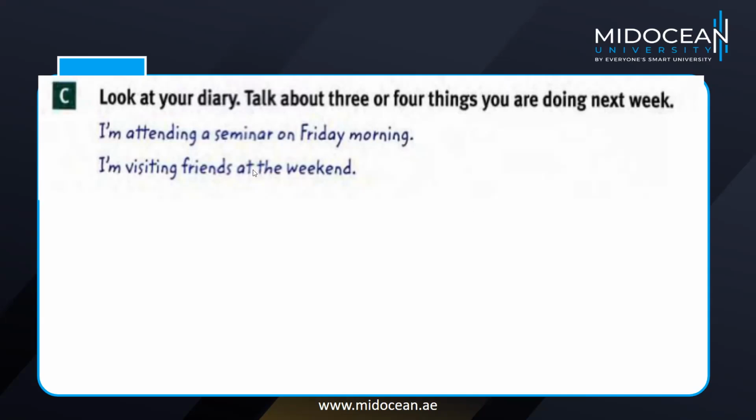For example, I'm attending a seminar on Friday morning. I'm visiting friends at the weekend. So now you can pause the video. You use the present continuous to express something in the future. Imagine a few sentences and say or write them, using the present continuous tense to express something that will happen in the future. Pause the video and do this exercise, guys.